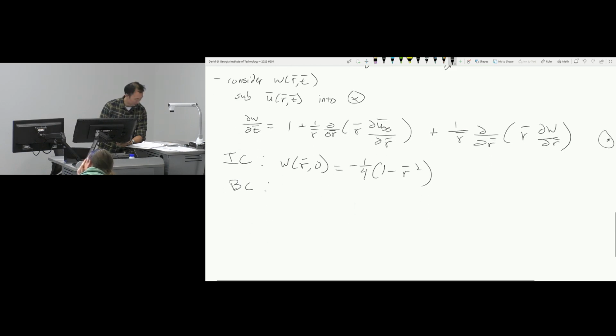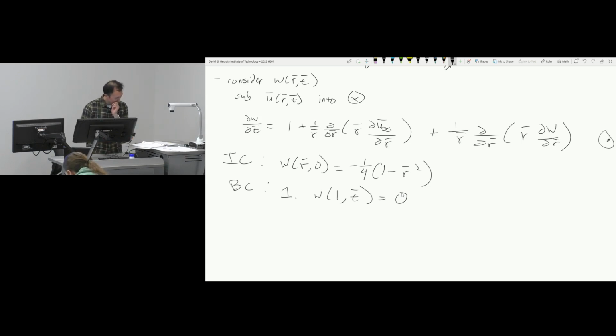Now the boundary conditions, we've got two. Remember, our position 1 now denotes the edge. So W of 1 of t, we want to have no velocity at the wall. So this is for all t. And 2, we need W to be bounded again at r equals 0.